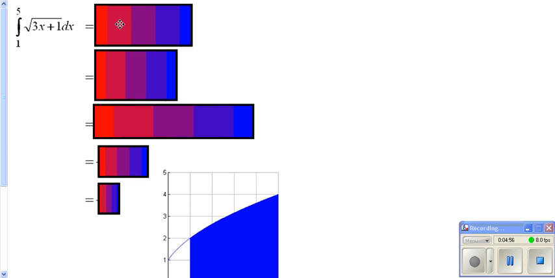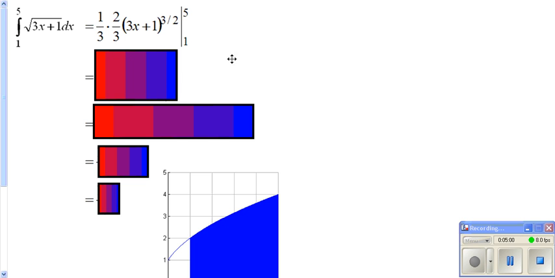Now, with this one here, when you're dealing with a root, you may want to go ahead and rewrite that so you're dealing with a fractional exponent first.